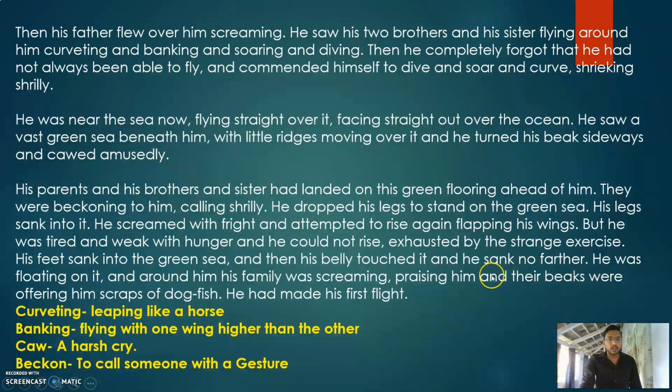He was floating on it, and around him his family was screaming in pleasure. They are happy that the last member of the family is also now able to fly, praising him, and their beaks were offering him scraps of dogfish. He had made his first flight. So all the other members of the family are praising him, they are happy for him, and with their beaks they are giving him scraps or pieces of dogfish to eat. And this is how he had made his first flight.